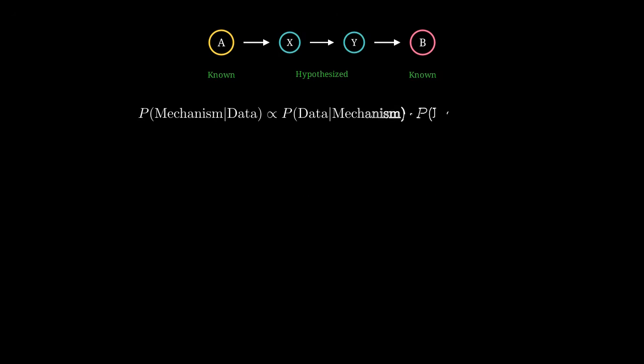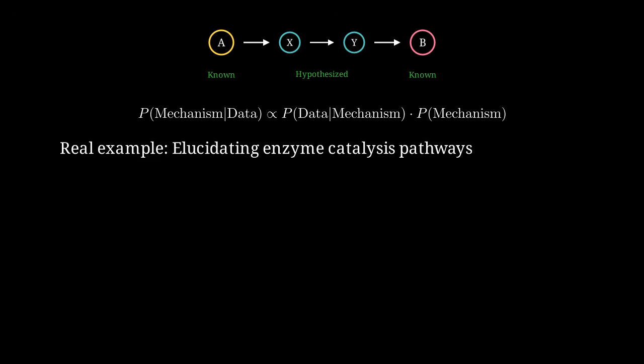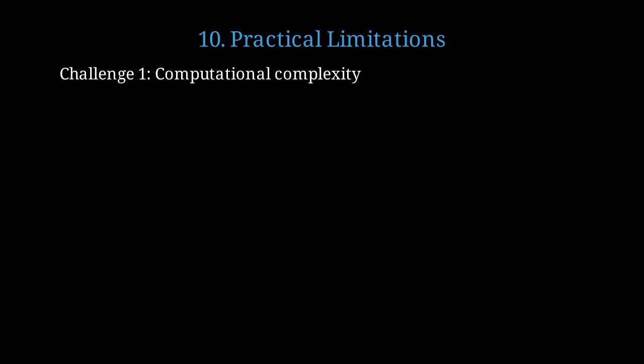The probability of each mechanism given the data is proportional to how well it explains the data times its prior plausibility. This approach has been used successfully to elucidate complex enzyme catalysis pathways in biochemistry. Despite its power, computational abduction faces practical limitations. First, the hypothesis space can be exponentially large, making exhaustive search computationally intractable.